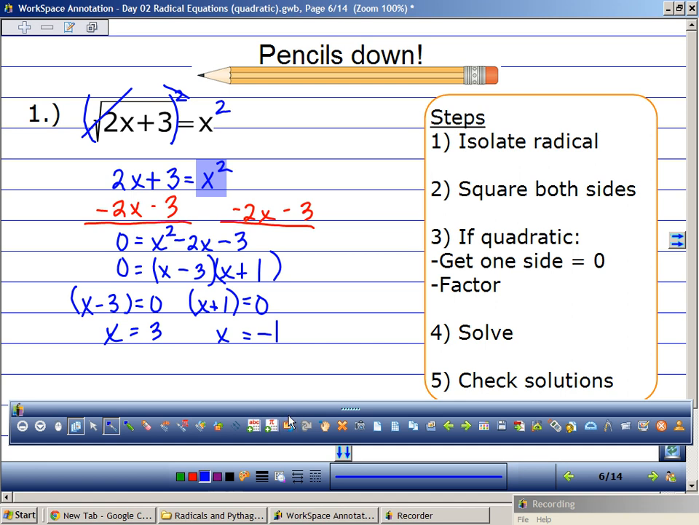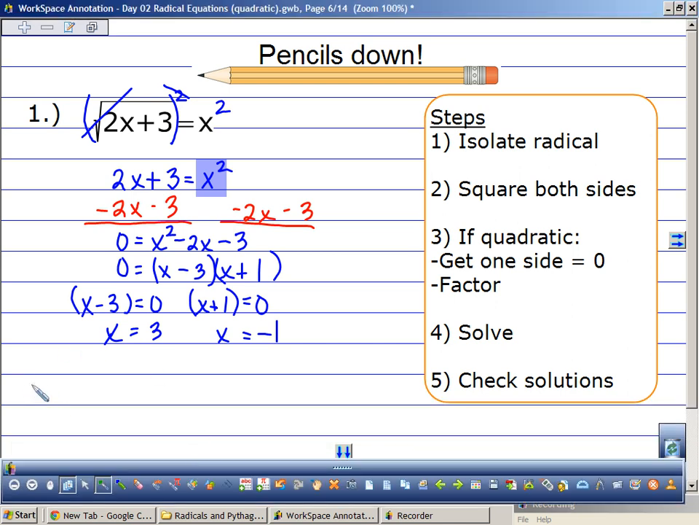What's my final step? I need to check it. Let's do the checks in green. Sound good? So I need to check it. If you didn't check yesterday, you have to check tonight, or else you're going to get them wrong.